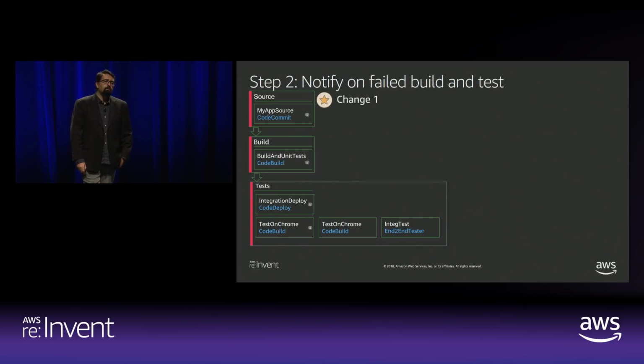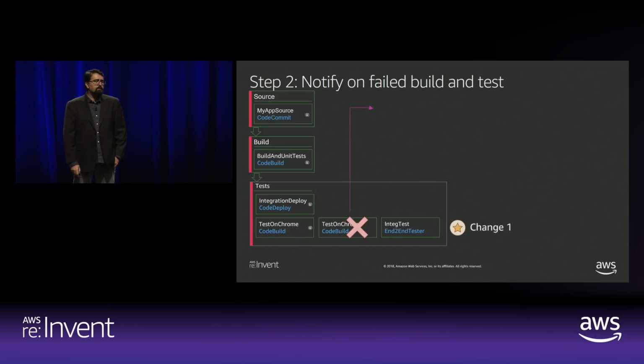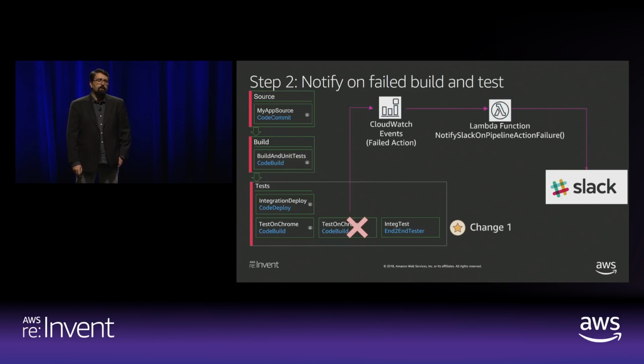So the way this looks when we run this through a pipeline is that change will go through, it'll go through and get deployed, and then it fails on one of the Chrome tests. So the browser test isn't working. So that browser test is going to go through and notify CloudWatch events that there was a failed action, and we're going to use something like Lambda to go through and send a notification to Slack. So our pipeline, in an automated fashion, has now notified our development team or operations team through Slack.